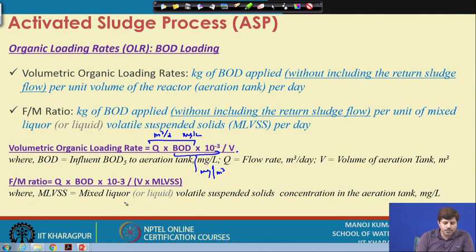Similarly, F by M ratio can be obtained as Q into BOD into 10 to the power minus 3, that means the total organic load coming in, divided by the volume and MLVSS. So, volume of reactor multiplied with the concentration will give you the mass of the microorganisms or biomass present in the system, and this is the mass of the food coming into the system. So, this ratio gives the food to microorganism ratio.